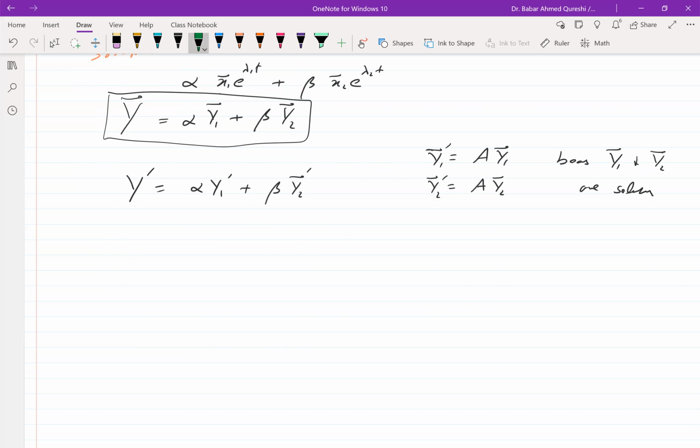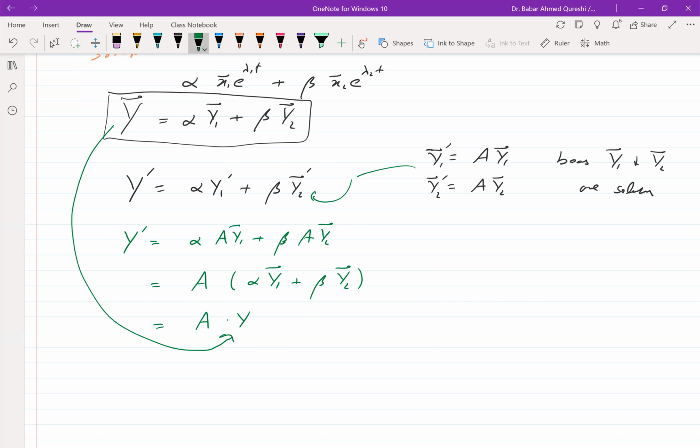So if I place this over here, I get alpha A y1 plus beta A y2. So this is equal to my A y, this thing. That means y is a solution.